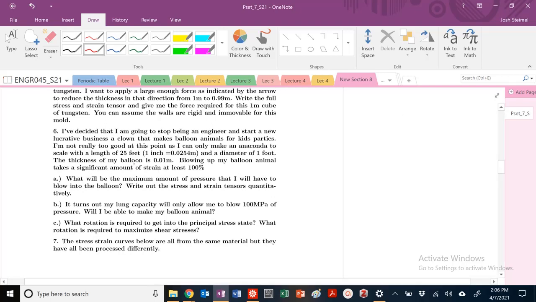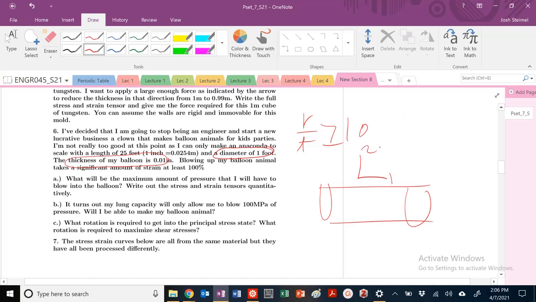So it has a length of 25 feet. Diameter, thickness. What do I do right now? I need to see if this is thin-walled. So is R over T greater than or equal to 10? And I'm going to draw my thin-walled pressure vessel. This is my coordinate system here. I'm going to call this 1 and 2. So let's see if R over T is greater than or equal to 10.